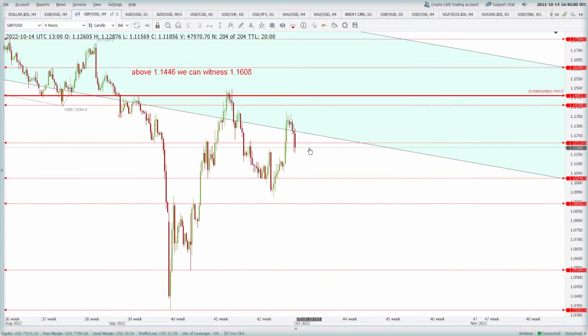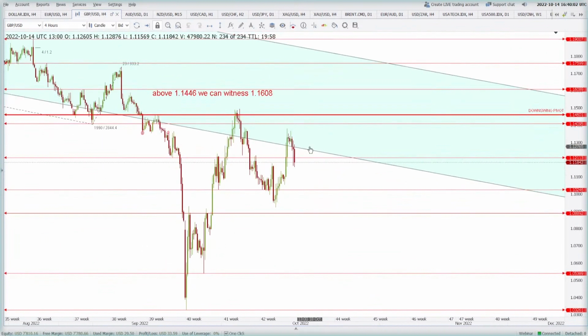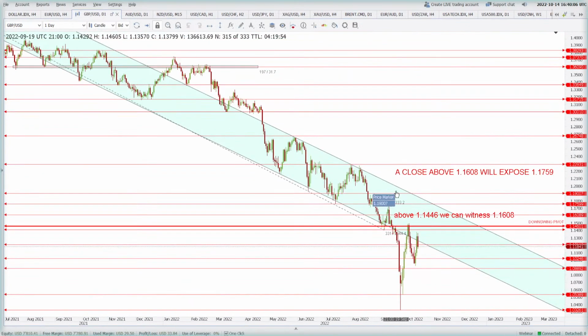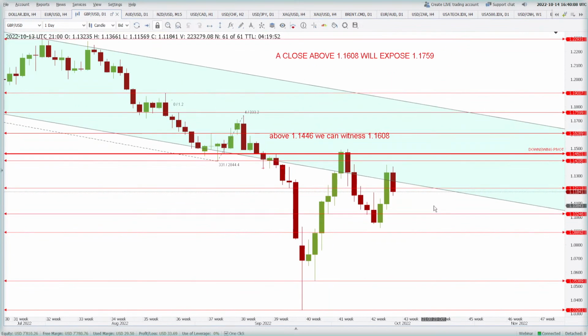Right, guys, this is simple, but on the daily we see that there is a little bullishness in this one. This may be just a pullback to these previously broken highs here. Maybe it will push back towards 1.1220.